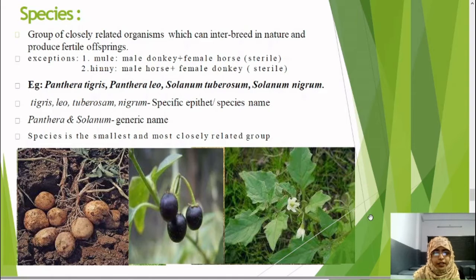Now you will have a question that, ma'am, this can also be kept under exception. Yes, this can be kept under exception, but in the definition you can see that organisms which can interbreed in nature. I told you in nature. So in captivity, I am telling you an exception called in captivity. In captivity in the sense we are forcing them. We are going against them. We are putting some pressure on them. So the captivity mode does not come under this.